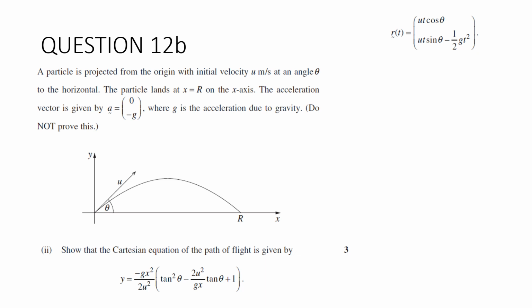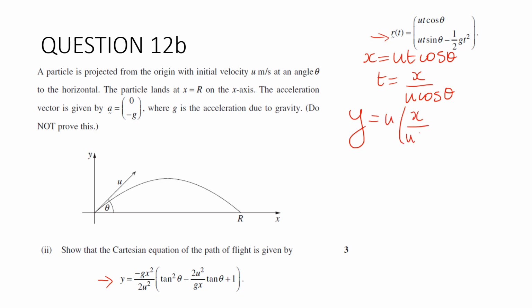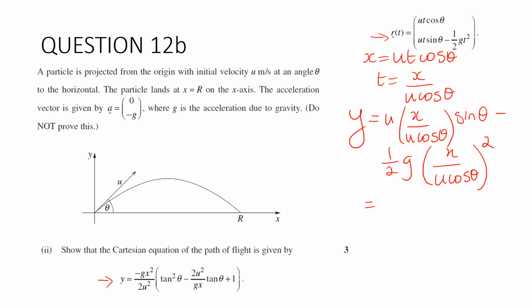Part 2, show the Cartesian equation of the flight path is given by this. So we'll start with x is equal to ut cos theta and make t the subject. Now let's substitute it into y, which is u brackets x on u cos theta sine theta minus a half g x on u cos theta all squared, which is, this cancels, x tan theta minus g on 2 x squared on u squared.